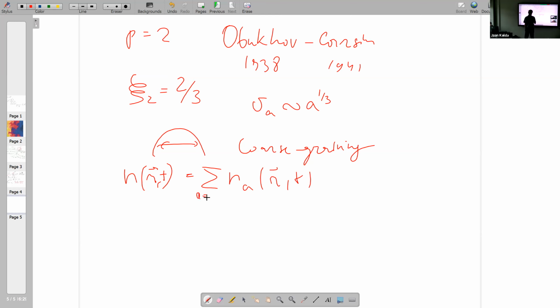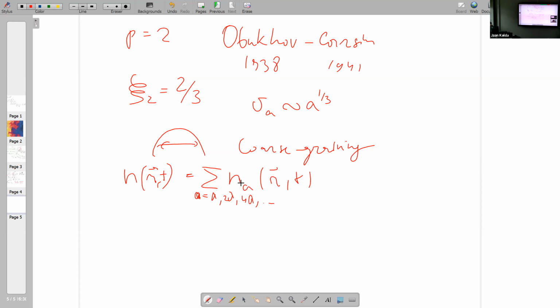We scale over octaves. So A equals the smallest scale, the Batchelor scale or Kolmogorov scale, lambda, 2 lambda, 4 lambda, and so on. Each next is 2 times bigger than the previous. Then you can say that each coarse-grained component is more or less smooth, with only a single characteristic scale.